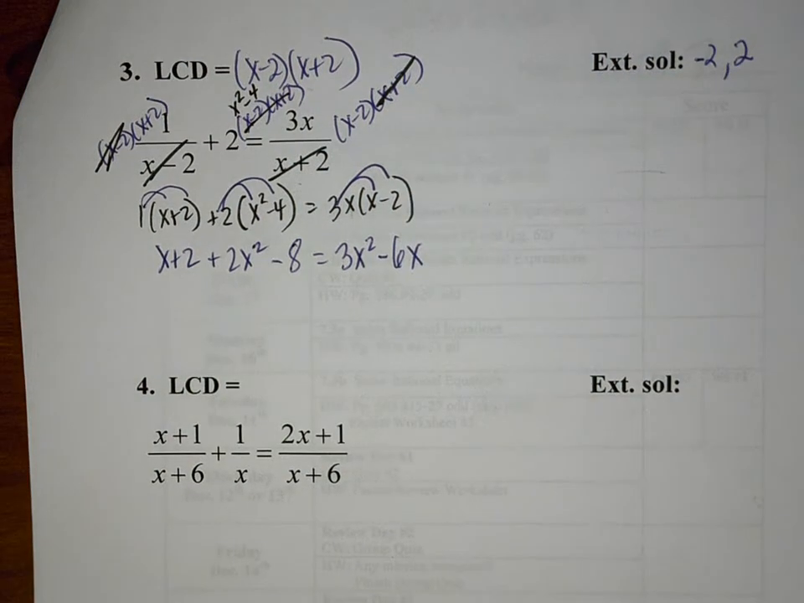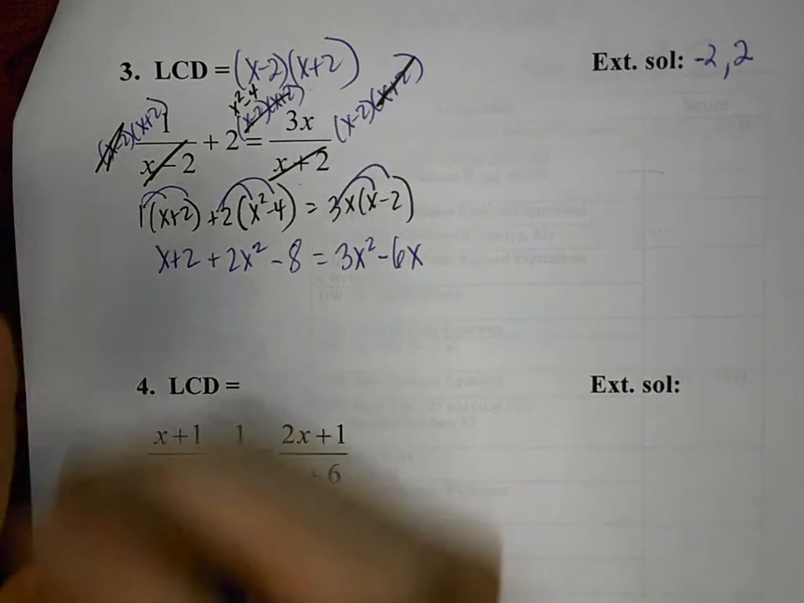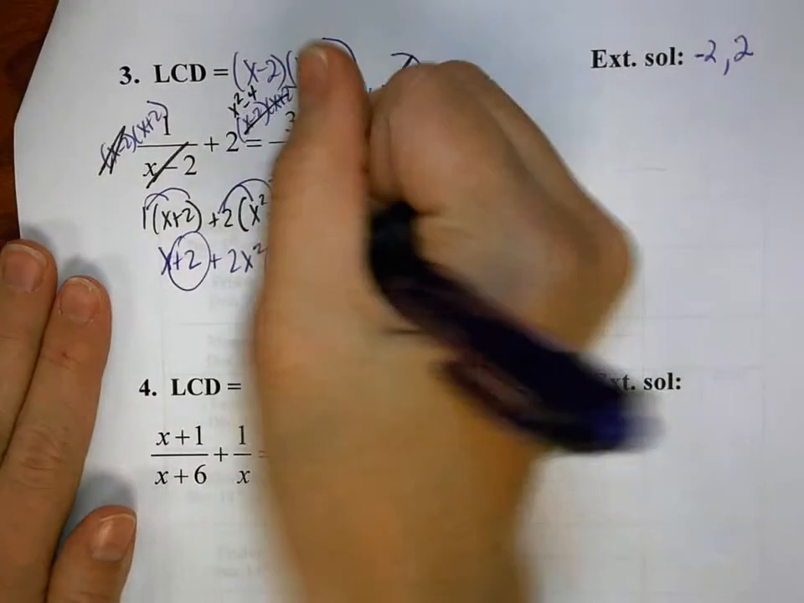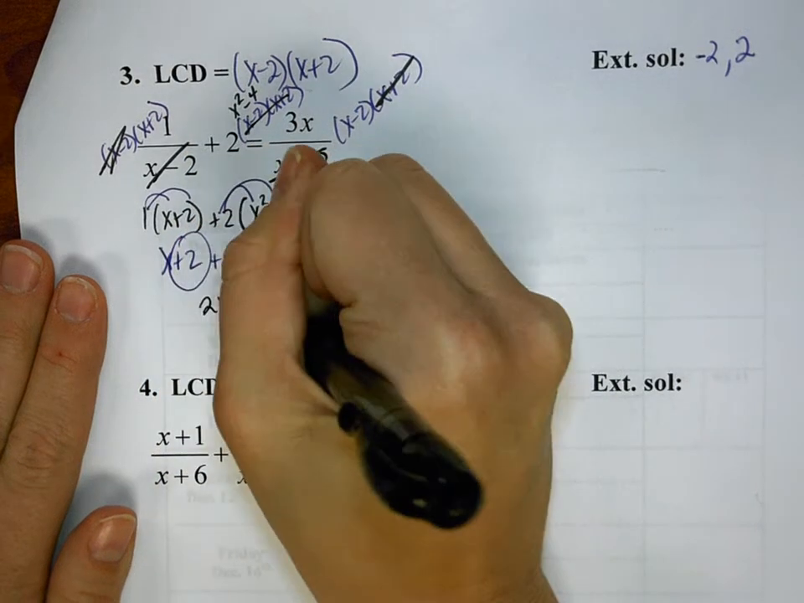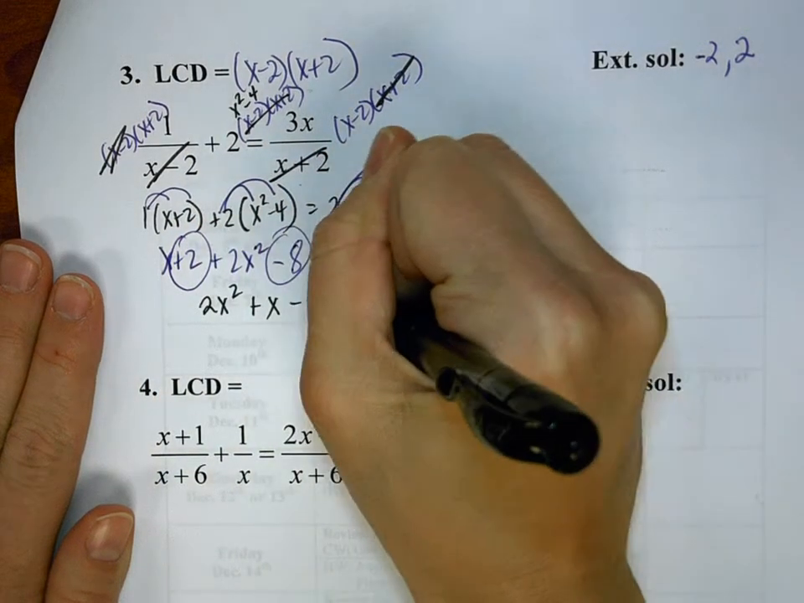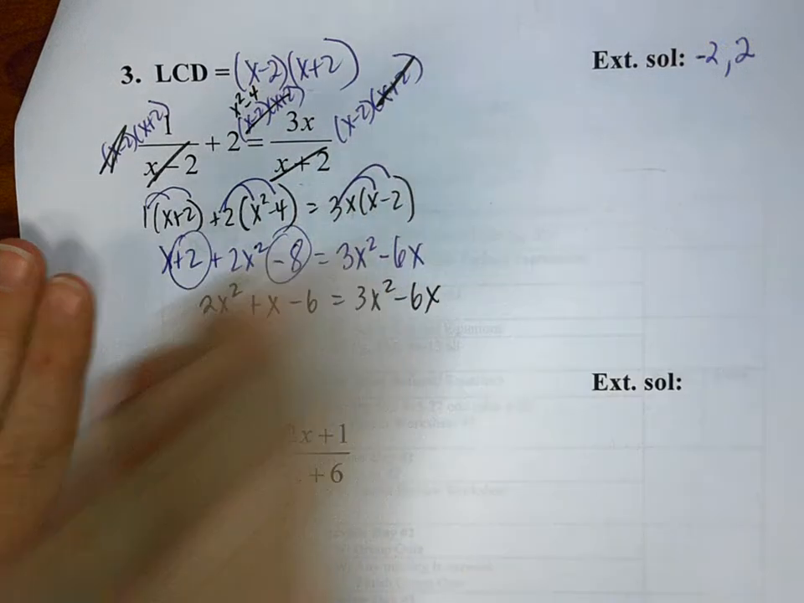Next, combine any like terms on the separate sides if you can. So I have a plus 2 and a negative 8. So when I write this out, I have 2x squared plus x minus 6 equals 3x squared minus 6x.